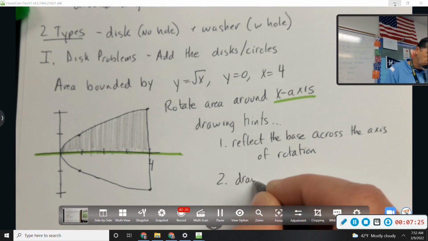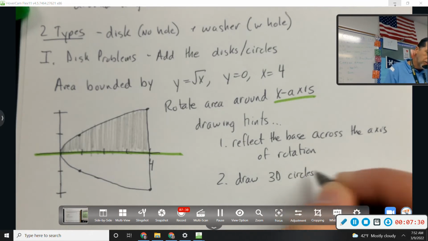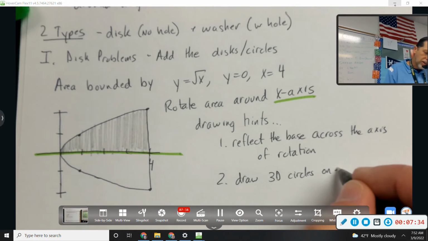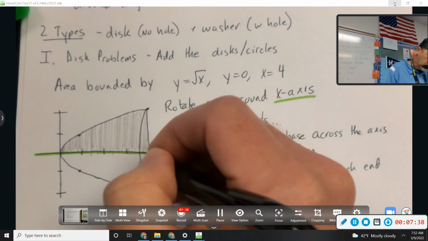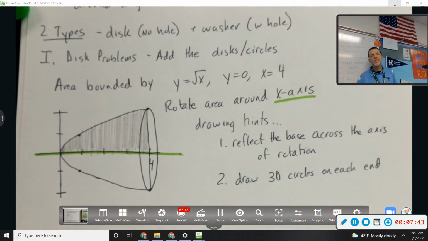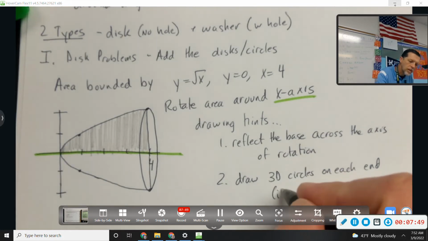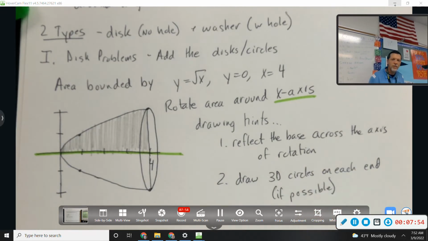Hint number 2. Draw 3D circles. You'll see what I mean by that. Like, how is a circle 3D? On each end. So like perspective circles, circles that are flattened, because now I want this thing to look three-dimensional. I guess number 2 sort of needs an if possible, because I can't really draw a circle on the left end.